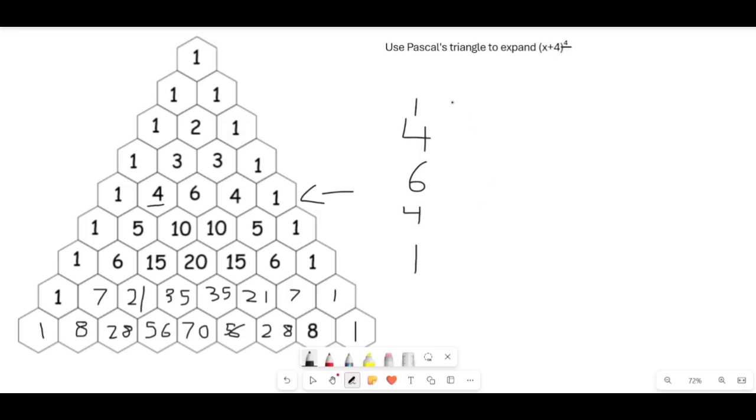And then what you do is multiply each of them by x to a certain power. Remember, the power that you start with is going to be this exponent up here. That's going to be the maximum. But remember, it goes down to 0, not to 1.